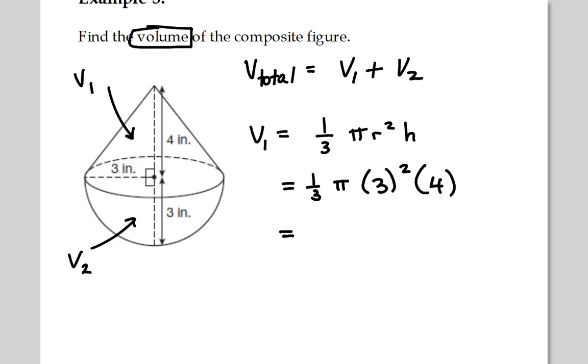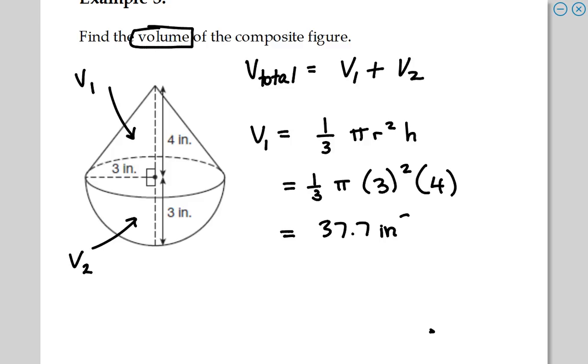If you don't have that nice calculator, just get pi r squared h and then divide it by 3 at the end. I got 37.7. This is volume, so cubic inch.